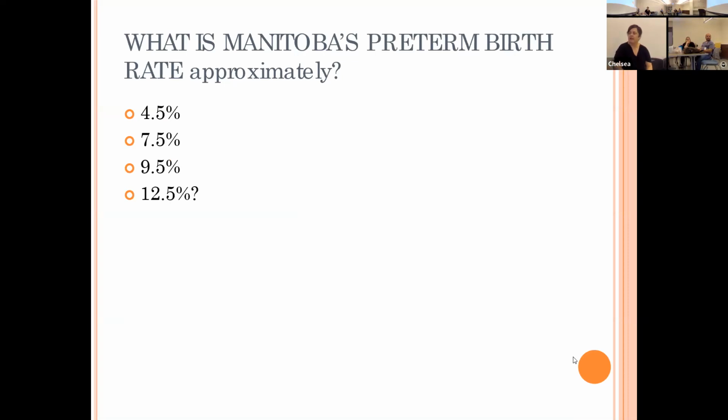Okay. Now our little guys. What's our preterm birth rate approximately? 9.5. I'm going to say 4.5 or 7.5. 12 including the late preterm. Thank you. So it's about 7.58%, the preterm birth rate. So again, not as high as we think it is.